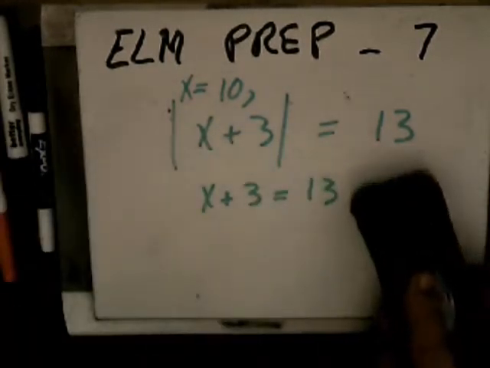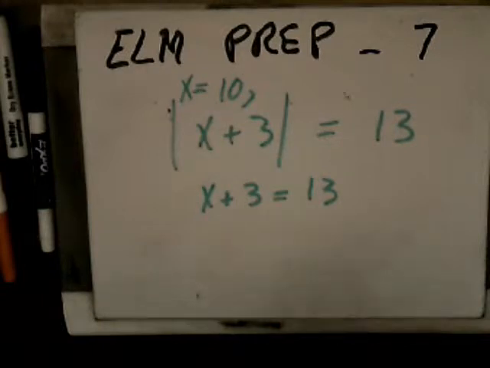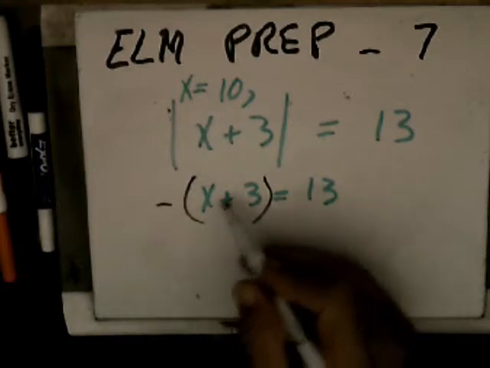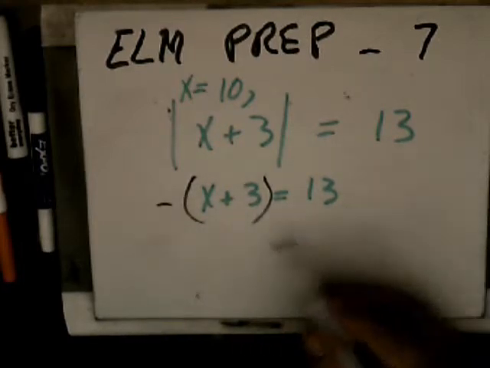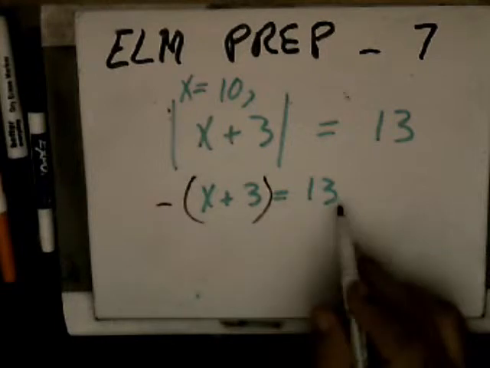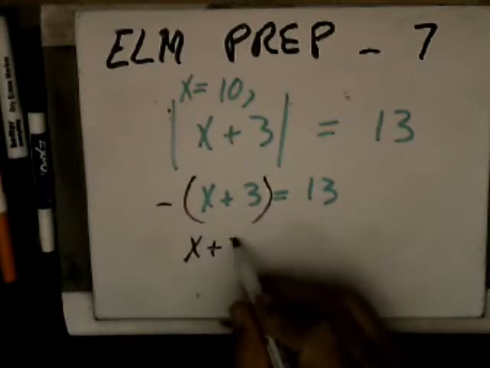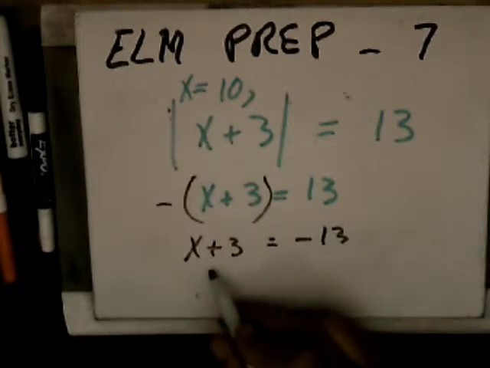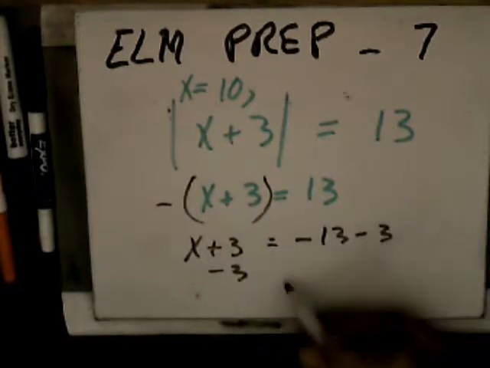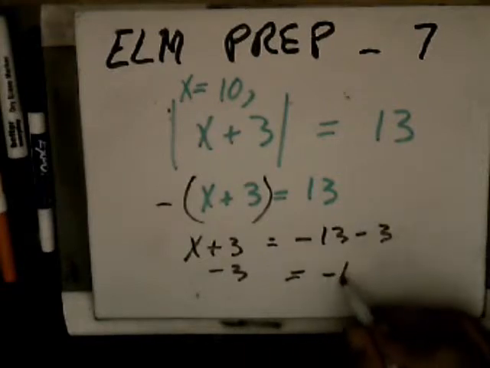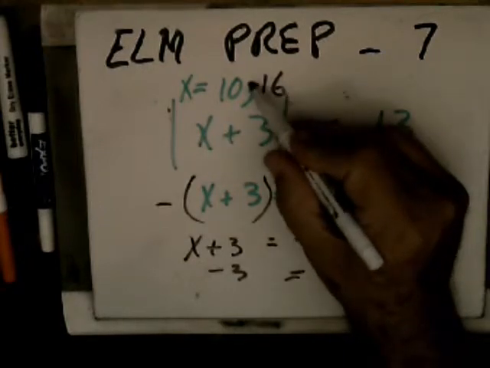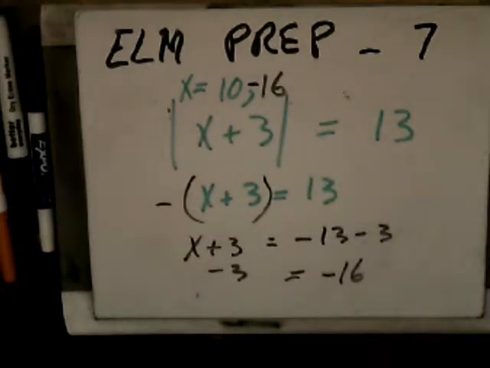Well, it's possible that this whole quantity was in fact negative, but the absolute value of that negative was 13. So if I take this negative and multiply the negative to the other side, I get x plus 3 equals negative 13. And then if I subtract 3 from both sides, I get x equals minus 16. So the other possible value for x is negative 16. So when we're talking absolute value problems, there are two possible answers.